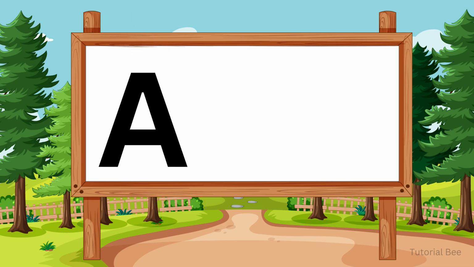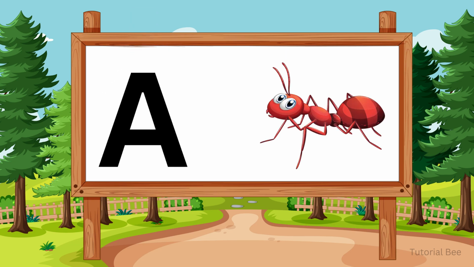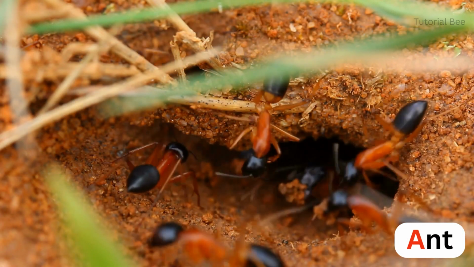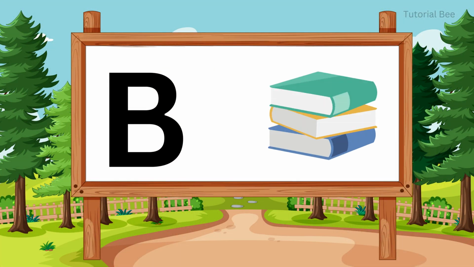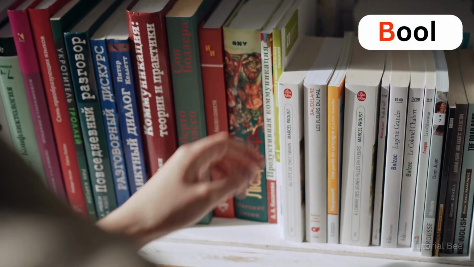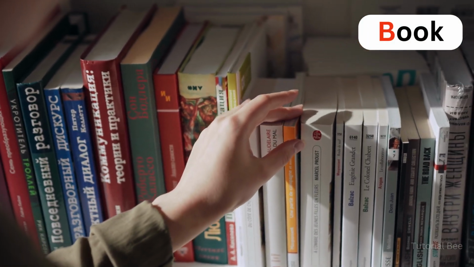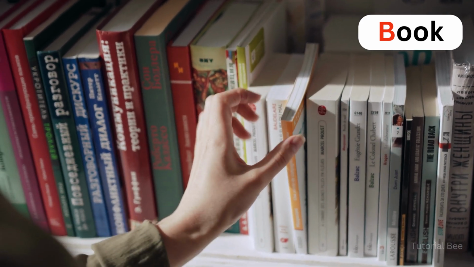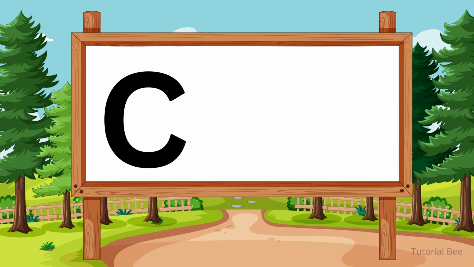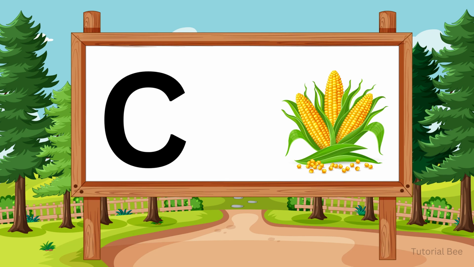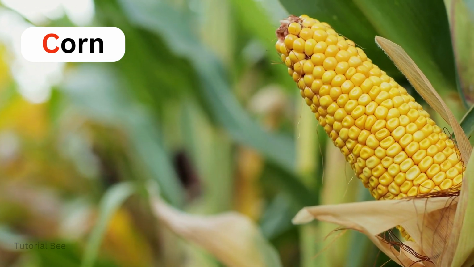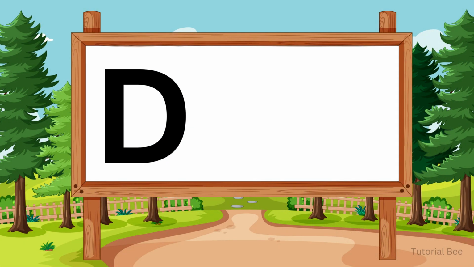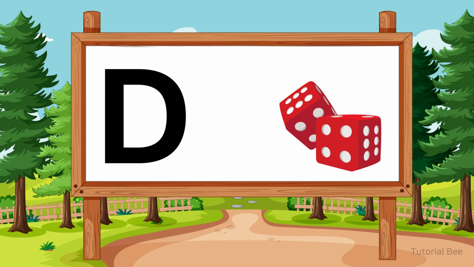A. A for ant. B. B for book. C. C for corn. D. D for dice.